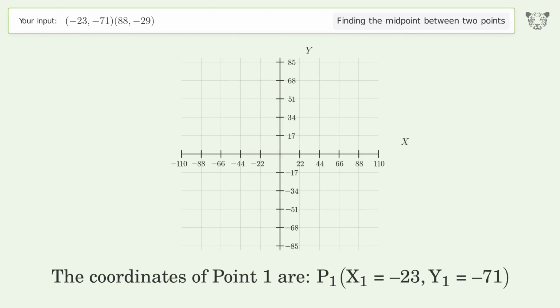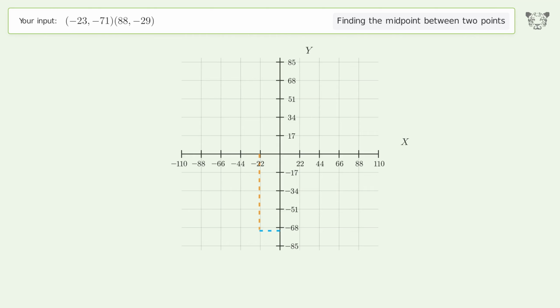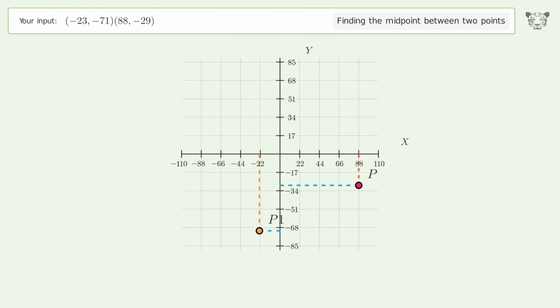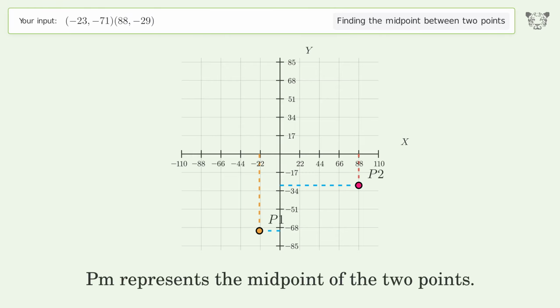The coordinates of point 1 are x1 equals -23, y1 equals -71. The coordinates of point 2 are x2 equals 88, y2 equals -29. PM represents the midpoint of the 2 points.